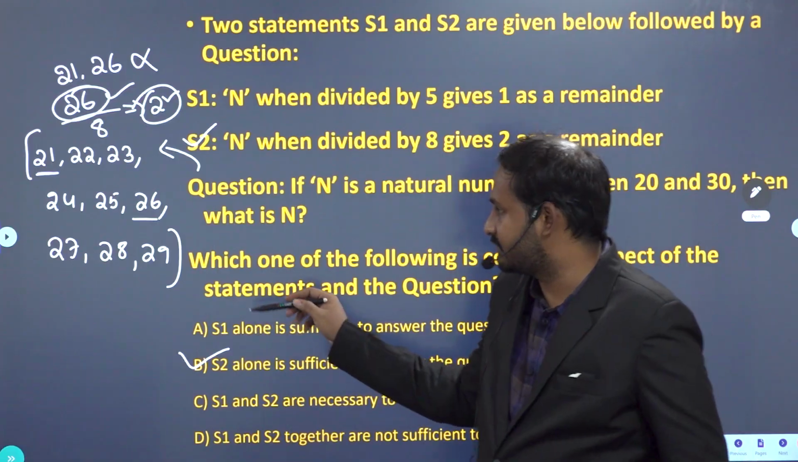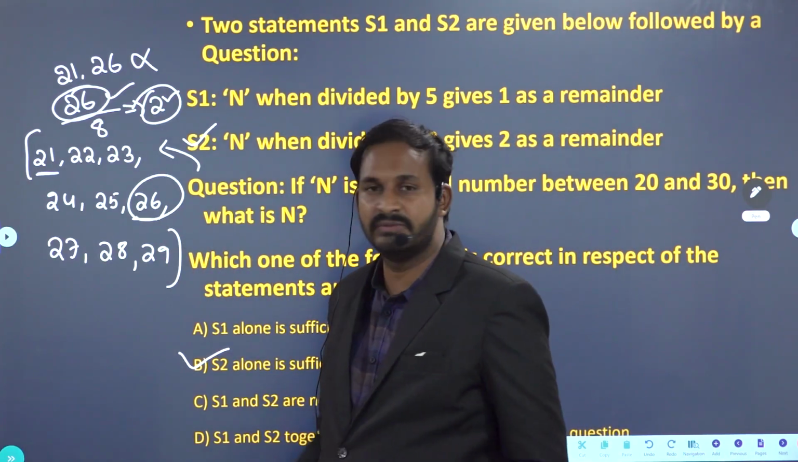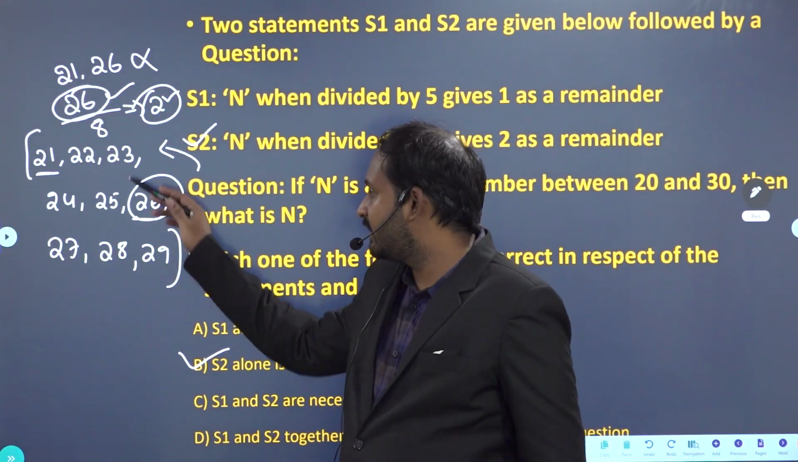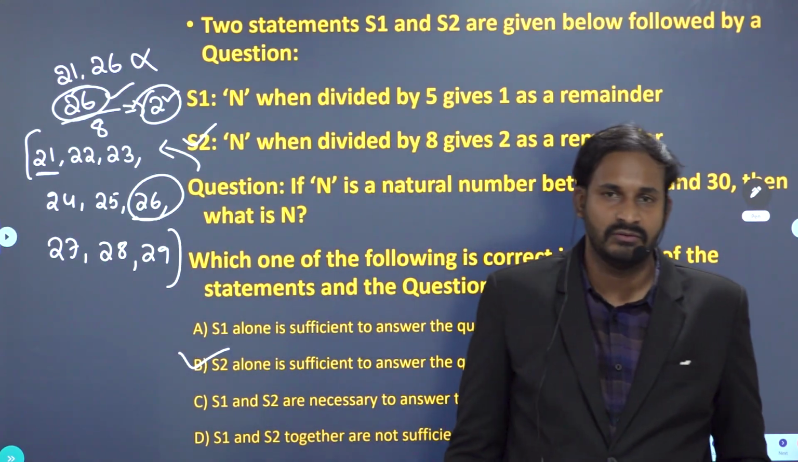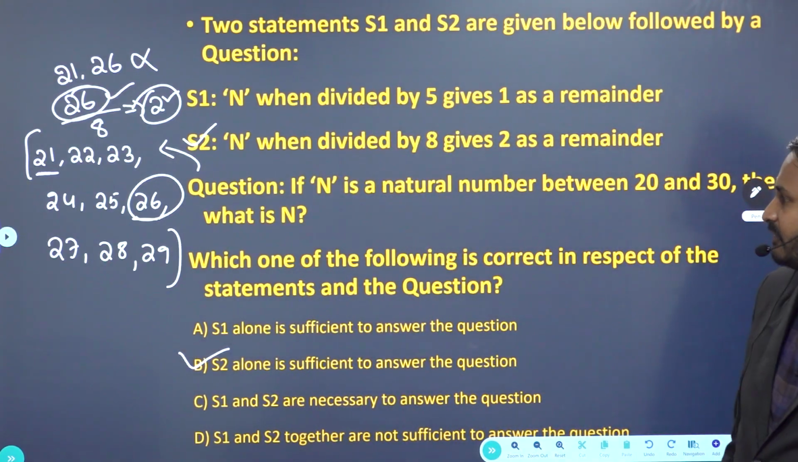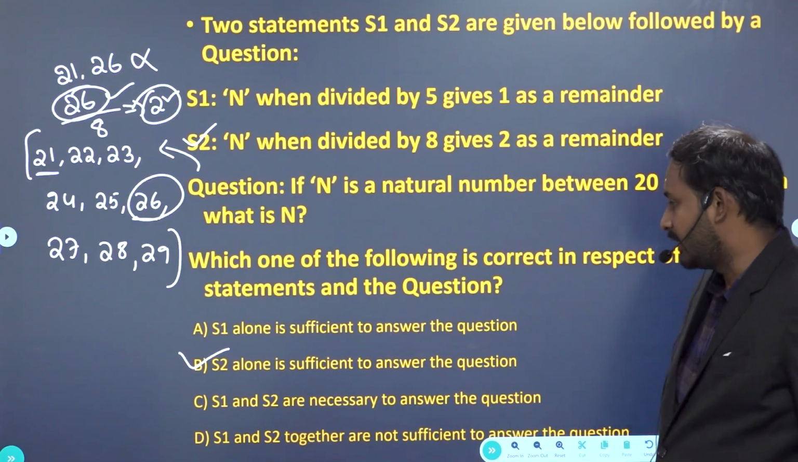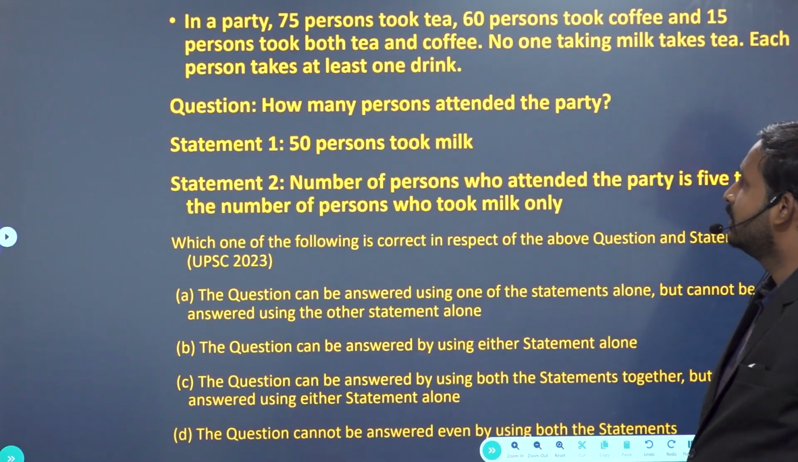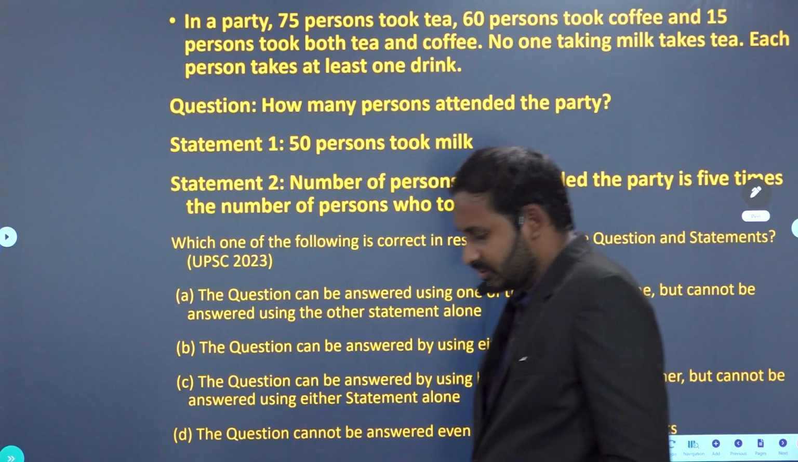What is it? 26. Why? Because 26 is the only possibility I have. Other than that, no other case will give remainder 2 when divided by 8. Okay, right. Next one. In a party, 75% took tea.